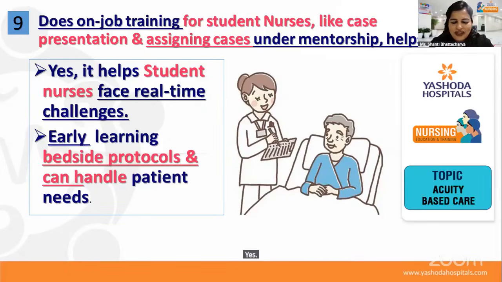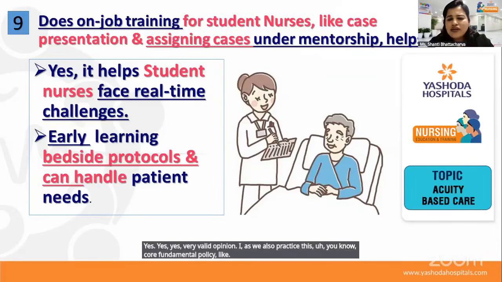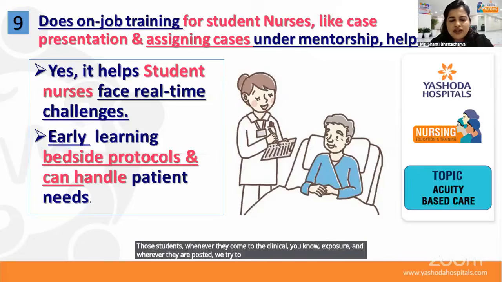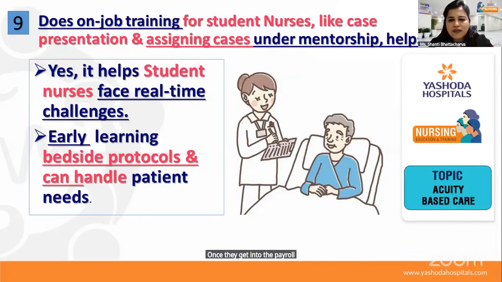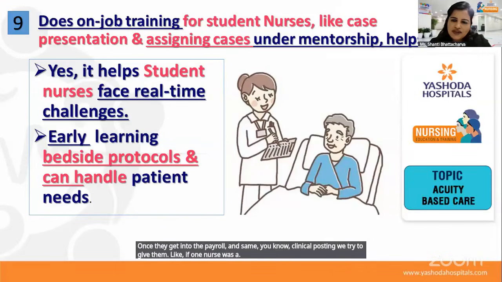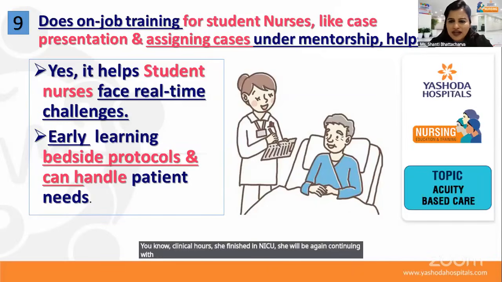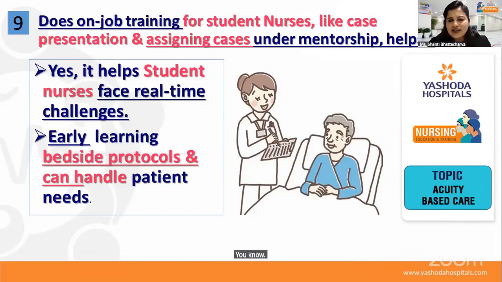Yes, very valid opinion. We also practice this core fundamental policy: whenever students come for clinical exposure, wherever they are posted, we reassess them and post the nurse once they get onto the payroll, and we try to give them the same clinical posting. Like if a nurse finished her clinical hours in NICU, she will continue with the NICU care itself, so that they know the protocol, communication is important, and every other activity is taken care of.